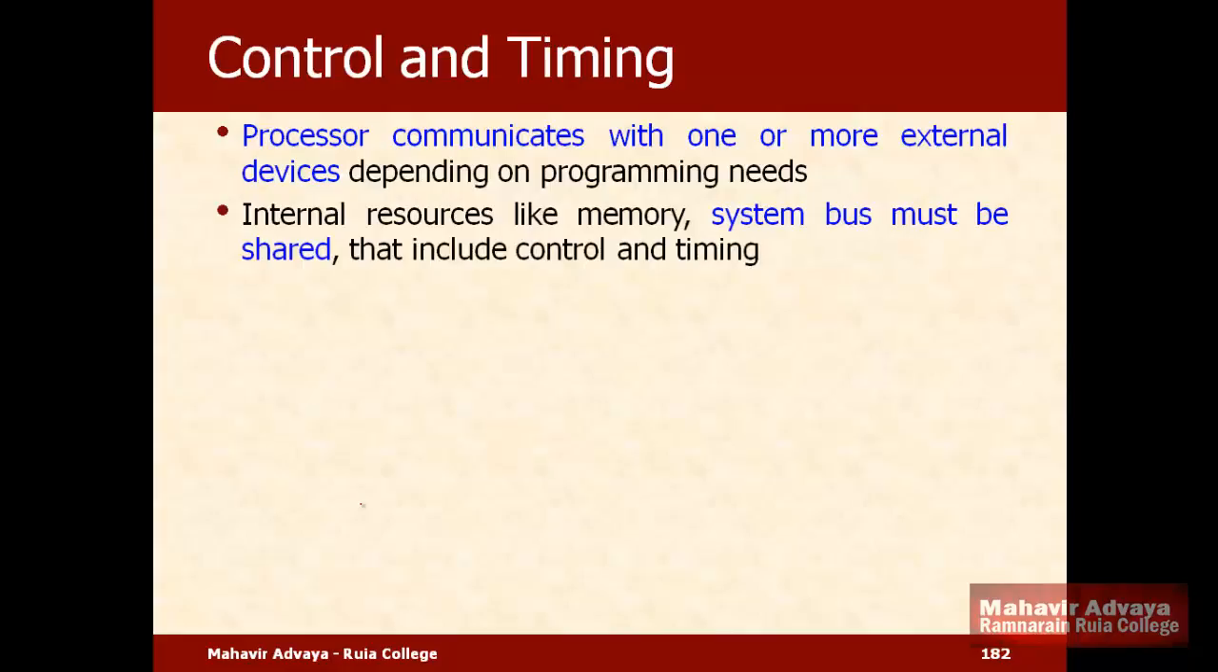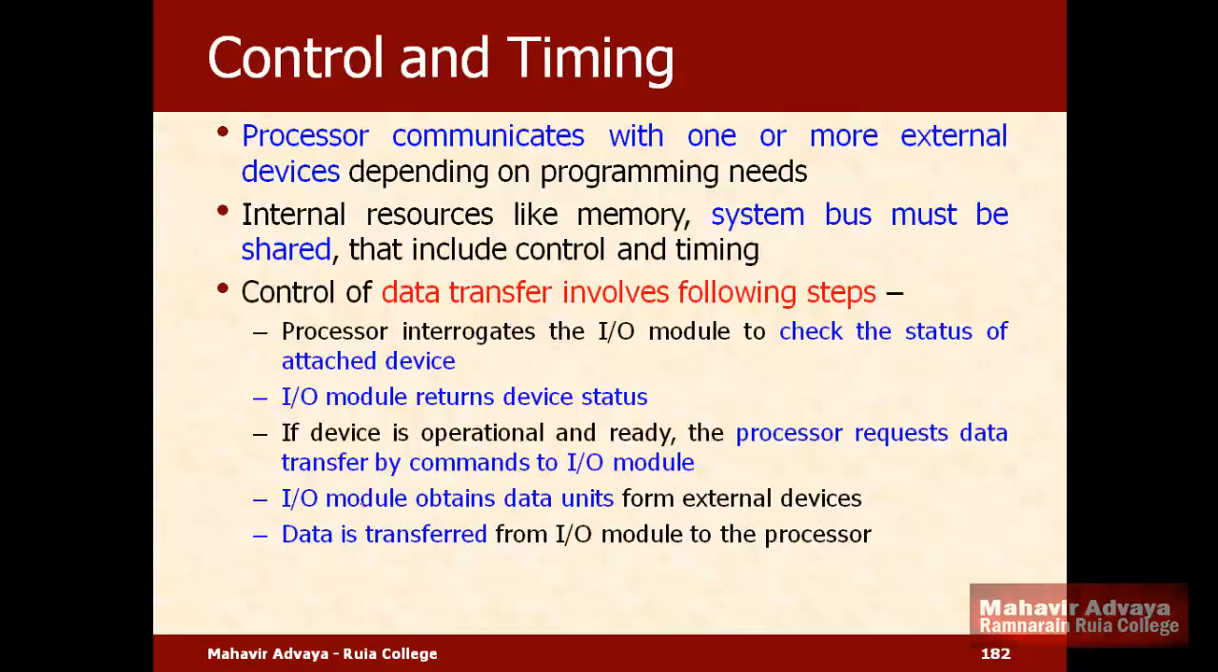In the data transfer, the system bus is shared between the processor and the input-output module. The system bus is used for transferring the data between the input-output devices and the memory. So that includes control and timing. Control is basically taking over the control of the system bus for the data transfer, and timing is how much time the data is transferred. It also keeps checking the system bus in between, whether it is available for data transfer or not.